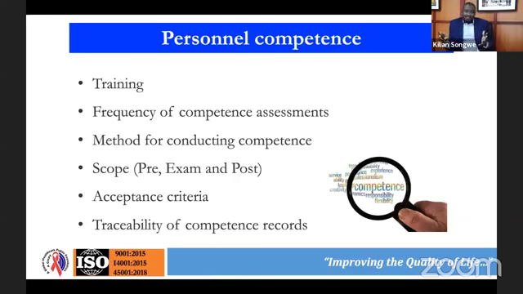Some labs do it differently. Some say that when you come in, initial competence can be done within 6 months and then 1 year after. But some labs need more frequent competencies than that. So that's up to the lab to define. And then other things like the scope, where is the competence going to start from, and the acceptance criteria, and also the competence records. Whenever you run a competence assessment, you need to be traceable to a certain result that has been released.